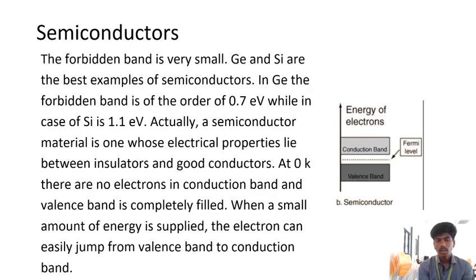Semiconductors: the forbidden band is very small. Germanium and silicon are the best examples of semiconductors. In germanium, the forbidden band is of the order of 0.7 electron volts, while in silicon it is 1.1 electron volts. A semiconductor material is one whose electrical property lies between an insulator and a good conductor. At 0 Kelvin, there are no electrons in the conduction band, and the valence band is completely filled. When a small amount of energy is supplied, the electron can easily jump from valence band to conduction band.